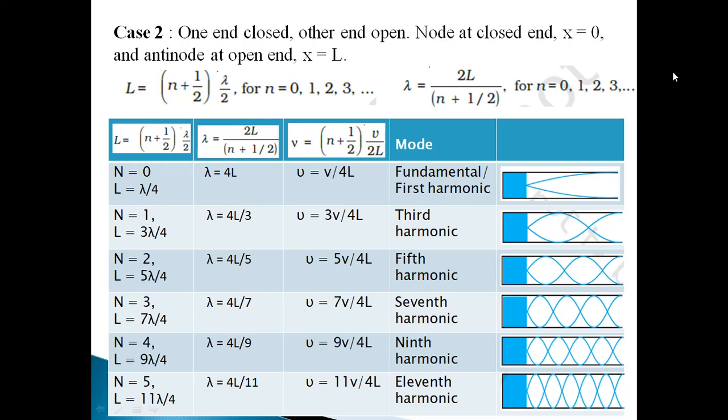Then when n equals 2, lambda equals 4L by 5, and frequency nu equals 5 times v by 4L, which becomes the fifth harmonic. So in this case, we get odd multiples of the first harmonic as a harmonic series. That is why we have the ratio 1:3:5:7:9:11.